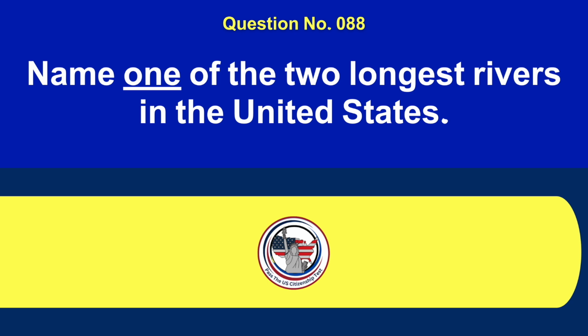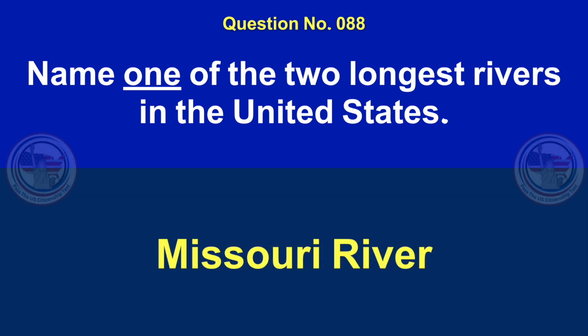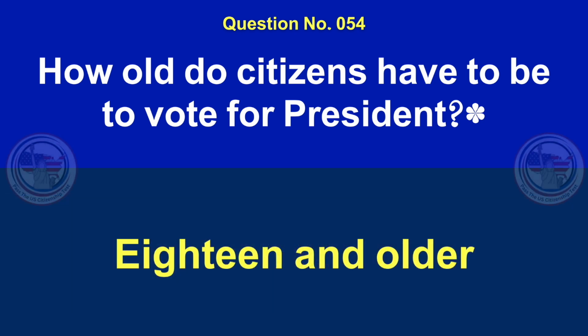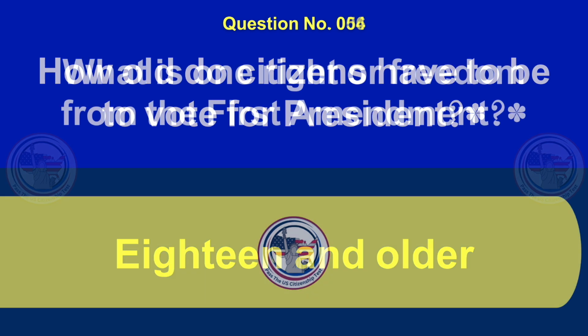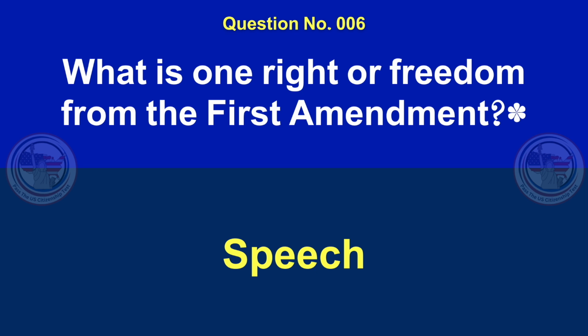Name one of the 2 longest rivers in the United States. Missouri River. How old do citizens have to be to vote for president? 18 and older. What is one right or freedom from the First Amendment? Speech.